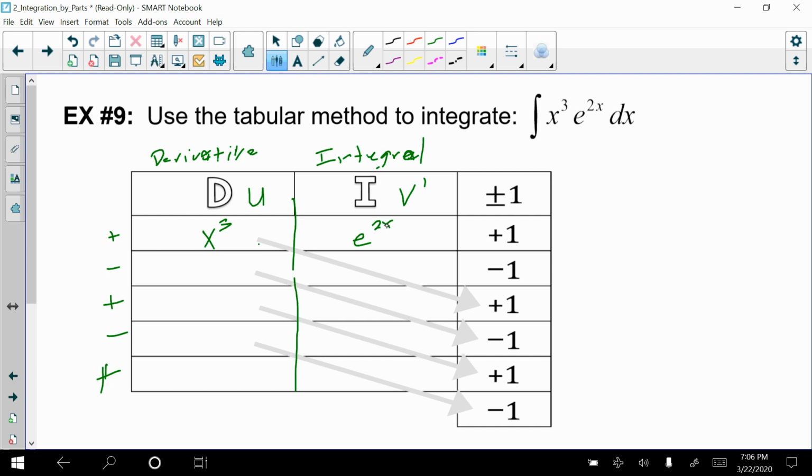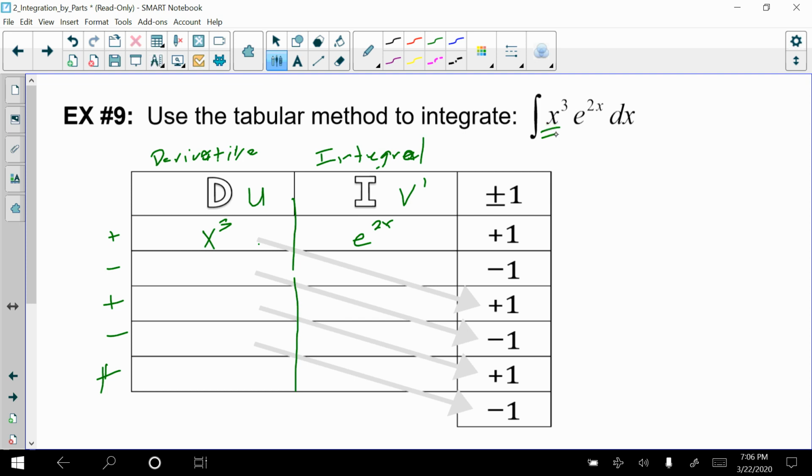And the reason why this one is going to be very useful for the tabular method is that x to the cubed, or x to the third power, is a polynomial. And eventually when I take derivatives of a polynomial enough times, I'm going to get to a zero. So we have something that is going to stop. And all I'm going to do is run down that column of derivatives, taking repeated derivatives of what we have here.